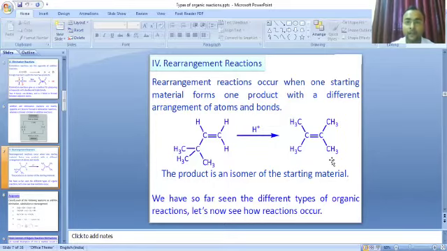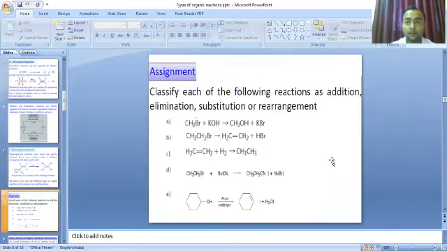Now come to the assignment. Students can easily find out which type of reaction this is: an addition reaction, elimination reaction, substitution reaction, or rearrangement reaction.